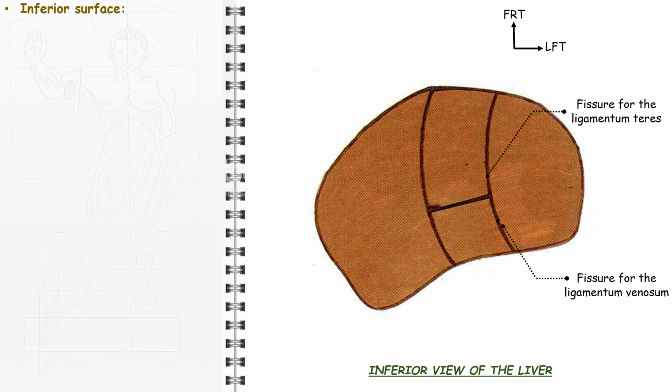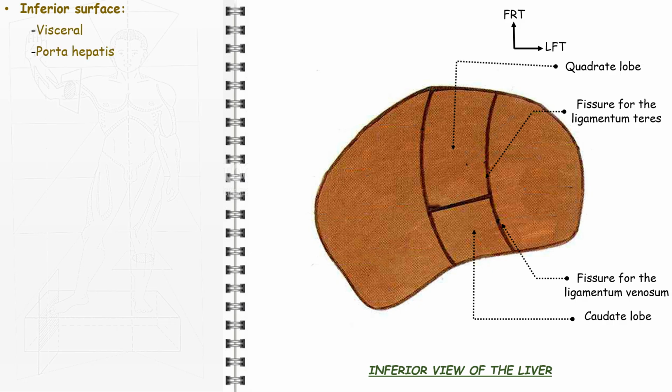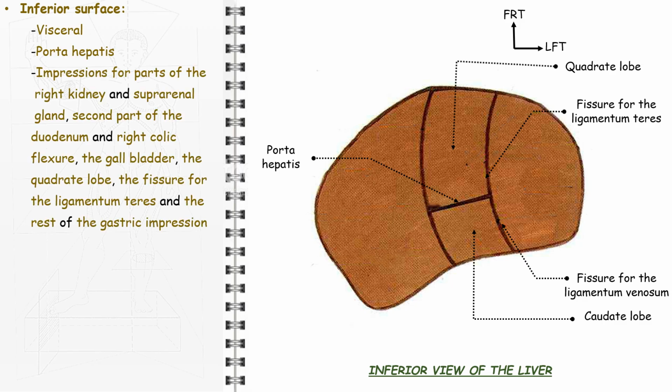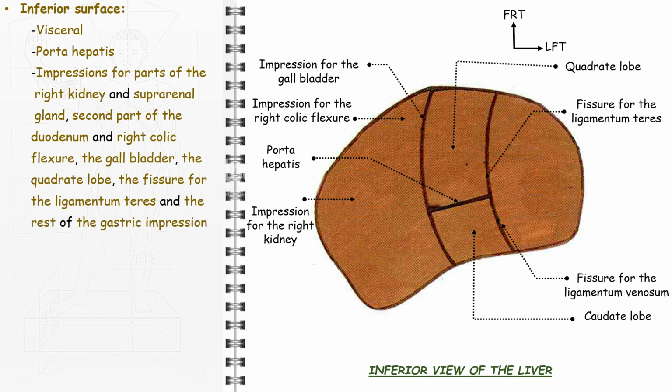It looks backwards, downwards and to the left and contains the porta hepatis. On its right side from the top to the bottom are the impressions for parts of the right kidney and suprarenal gland, second part of the duodenum and right colic flexure. Forwards from the right to the left are the gallbladder, the quadrate lobe, the fissure for the ligamentum teres and the rest of the gastric impression.